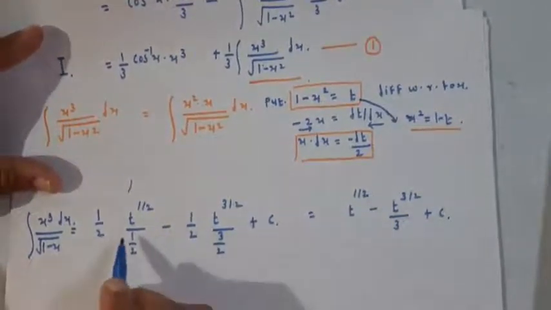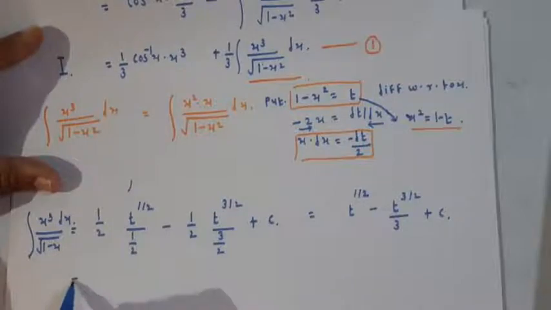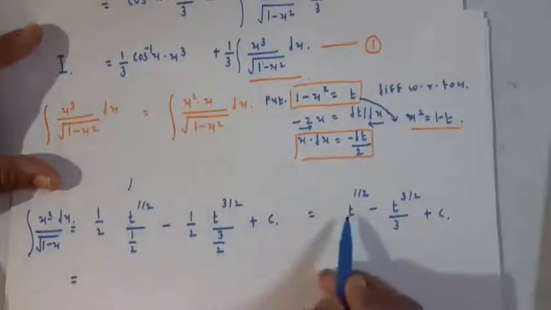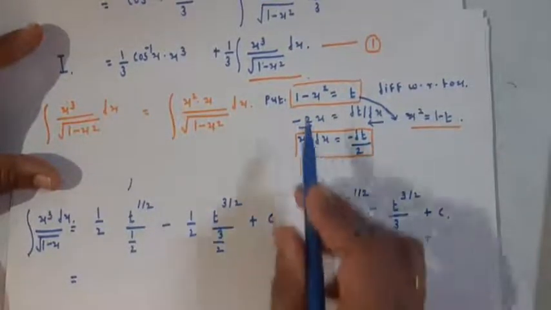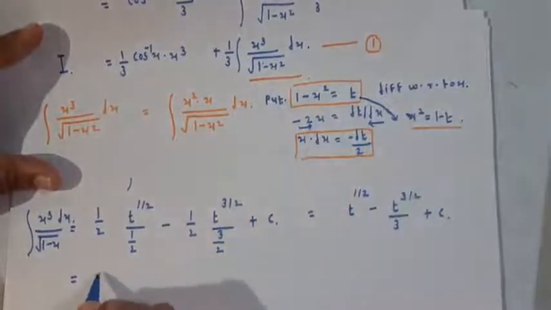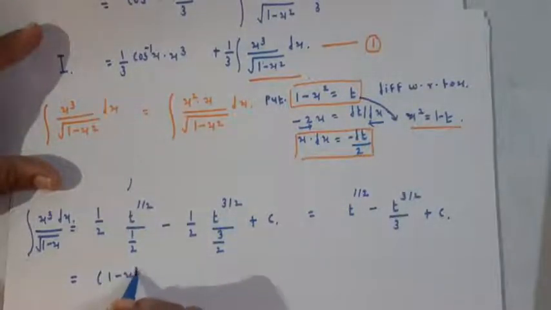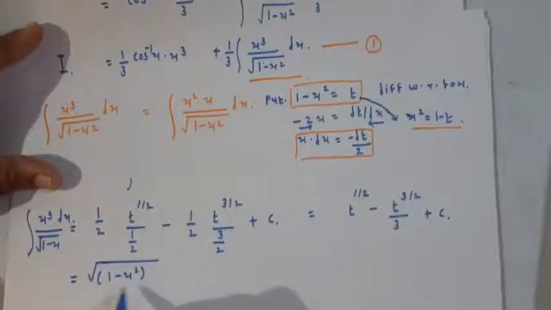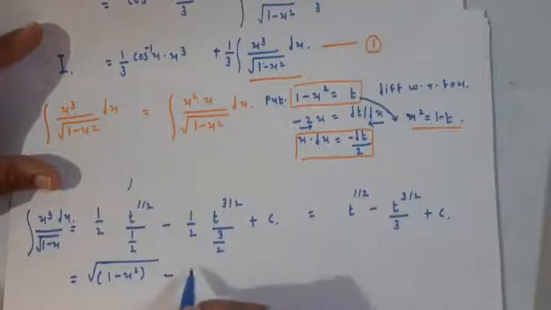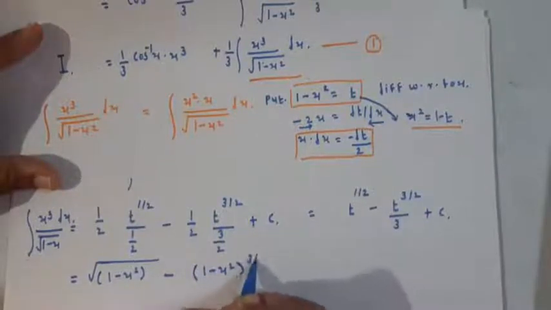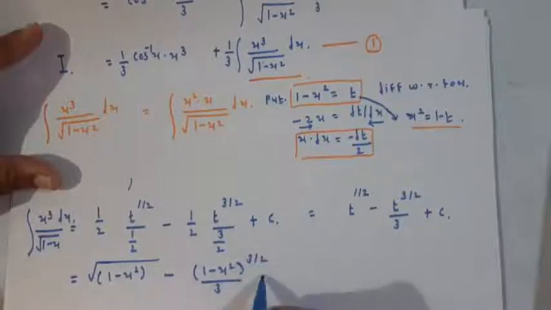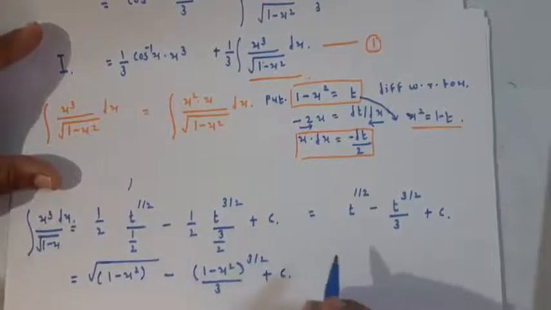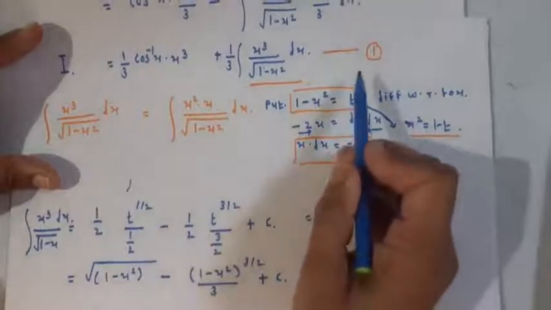But here students, now put the value of t separately. What is the value of t? That is 1 minus x square, and therefore this is 1 minus x square raised to 1 by 2. Raised to 1 by 2 means this is the square root of 1 minus x square, minus 1 minus x square raised to 3 by 2 upon 3, plus constant of integration c. Now put this value in equation 1.